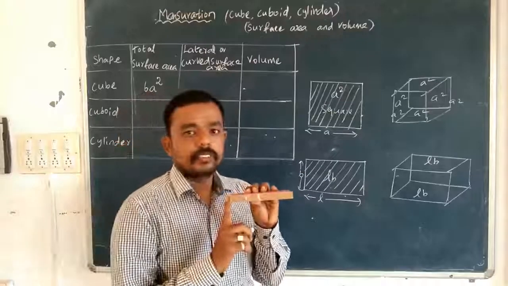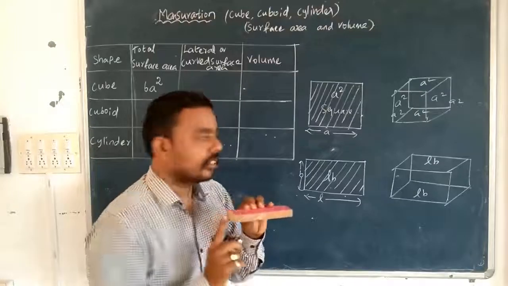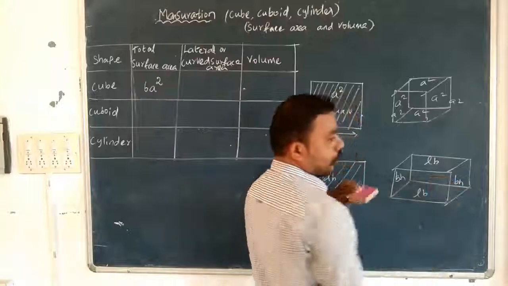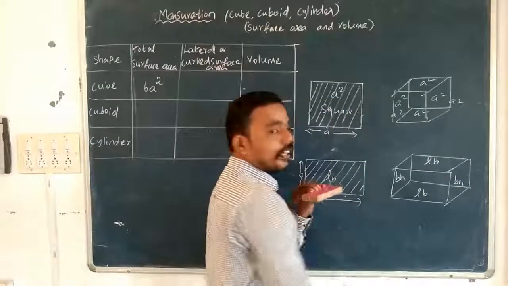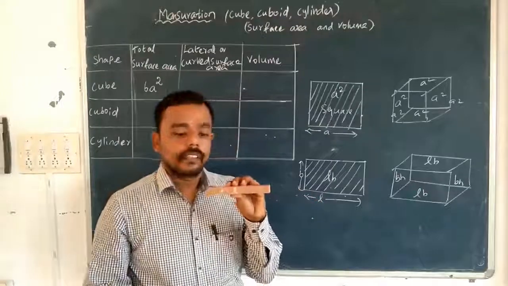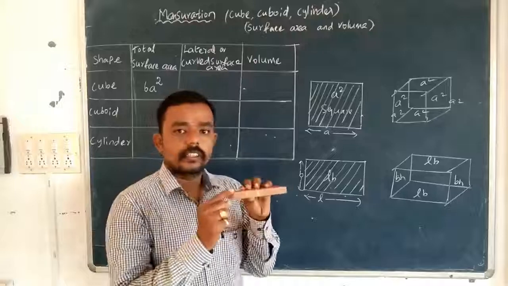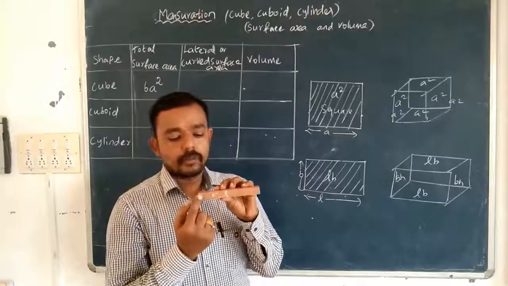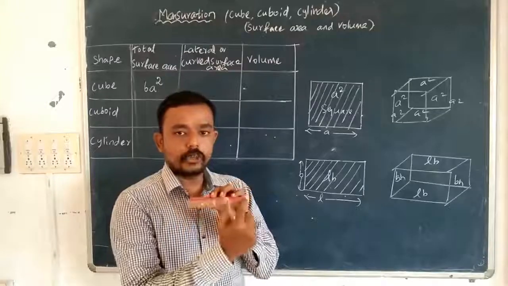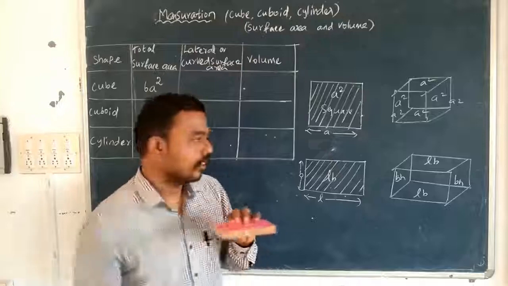The side view here is B with height, so BH. Both are equal, opposite sides are equal. Just as the opposite sides are equal in our rectangle. Similarly, the next one. This way we analyze. Now come to this one. This one includes L and height, that is HL.